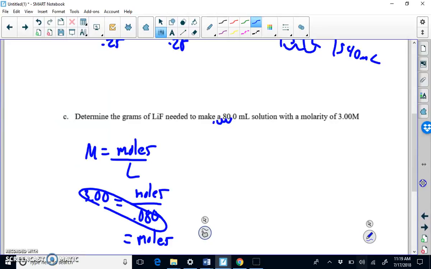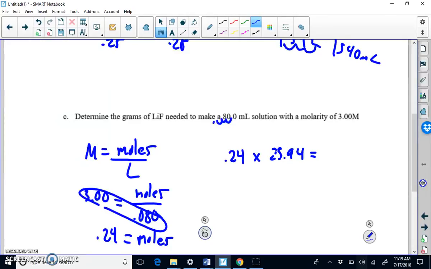So 3 times 0.08, and we get 0.24. Okay, now that's moles. We need grams. So we're going to take that 0.24, and if you remember in the moles to grams lessons, you multiply by the molar mass of lithium fluoride, which I can't remember, but it is 25.94, because we're using the same thing to make it easy.